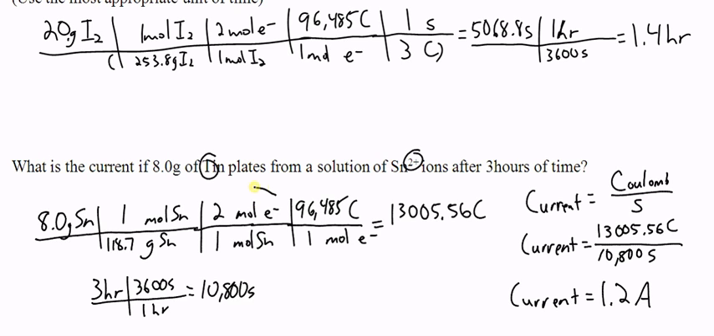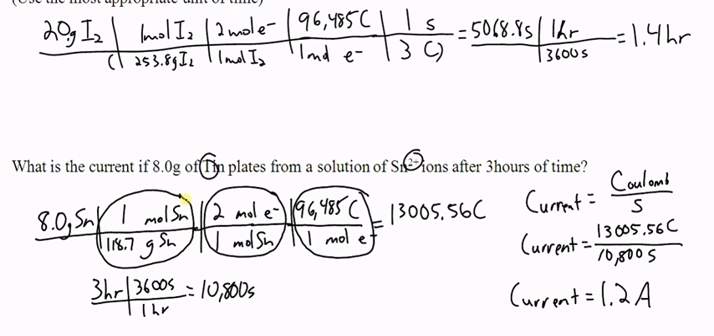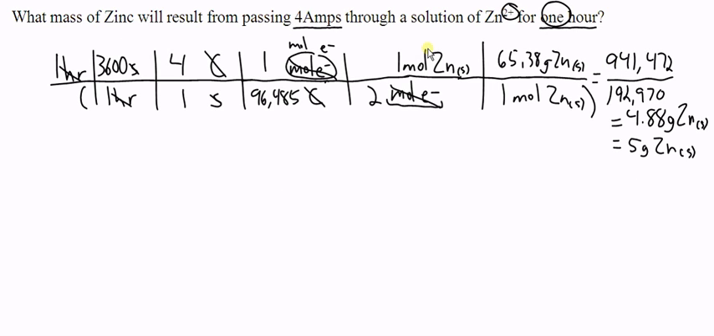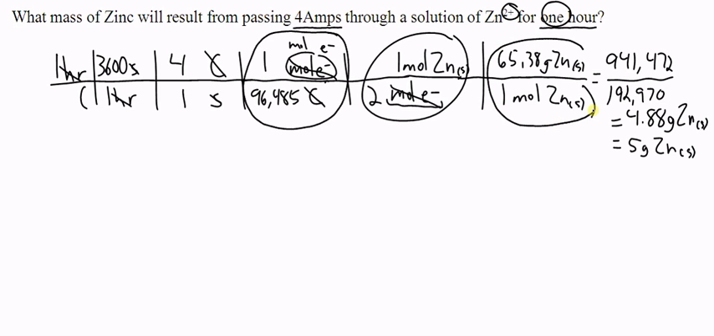But really, these problems just come down to your ability to set up the factor label, remembering relationships. What's the relationship between moles of electrons and the element that you're working with? Remember the Faraday constant for the relationship between moles of electrons and coulombs. And then remember the relationship between moles of the substance and the mass of the substance. And then whether you're solving for current or possibly even solving for mass, right? Those relationships still exist. And the last one that I didn't mention was the relationship between coulombs and seconds, which you're going to get from the current.